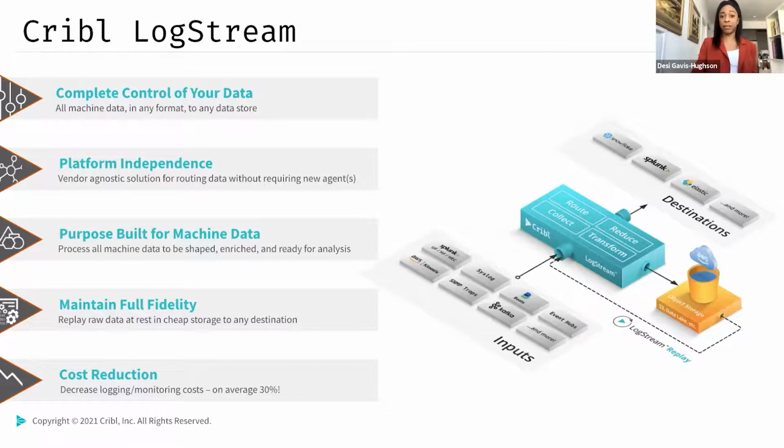Last thing here is that Cribl LogStream significantly decreases an organization's logging and monitoring costs, saving customers 30% of their infrastructure costs on average. And that 30% is typically what we see on the lower end for our customers using Cribl LogStream.